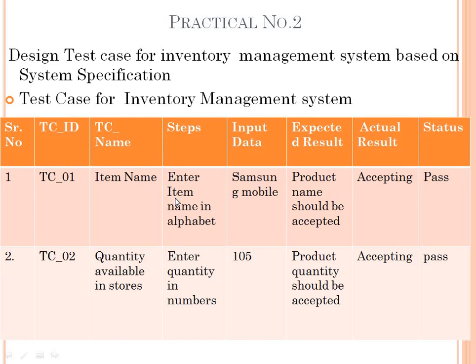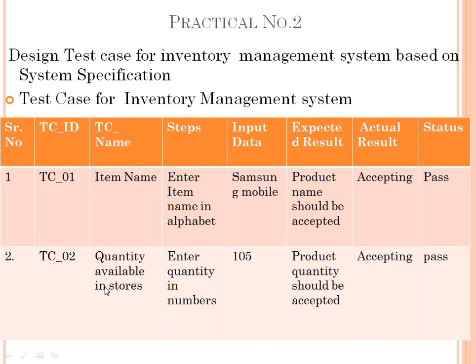So here we purchase some Samsung mobile and the step is to enter the item name in alphabets. If we enter the item name in alphabets, the product name should be accepted. This is our expected result, and if the actual result is accepting this item, then the test case should be pass.